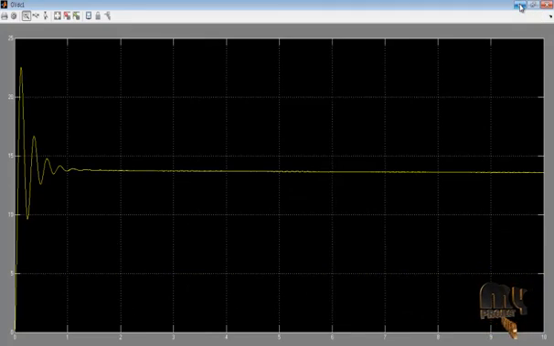Next one, this is a fixed DC, converted from variable to fixed DC. So this is a fixed DC voltage waveform. This is the rising time, and after some duration it goes to a constant value. So the overall harmonics are reduced on the input side, so overall efficiency will be increased. Thank you for watching this video.